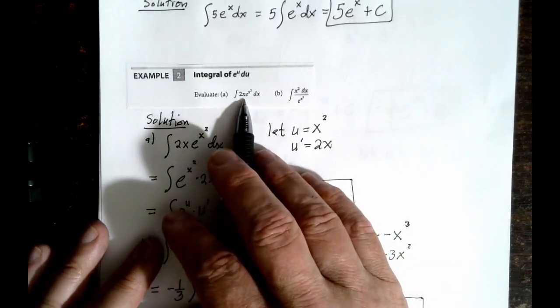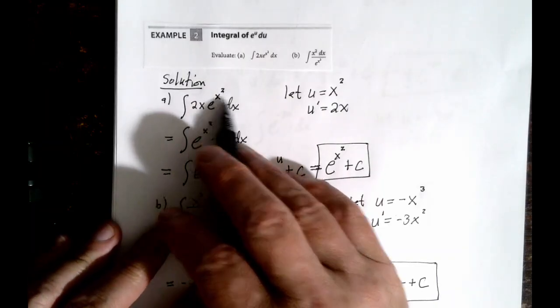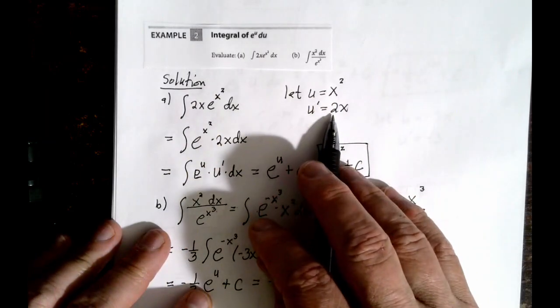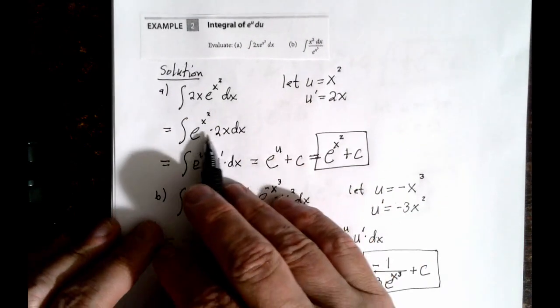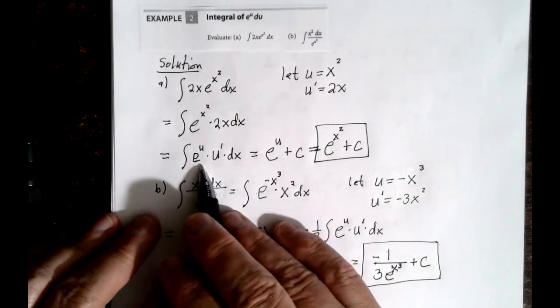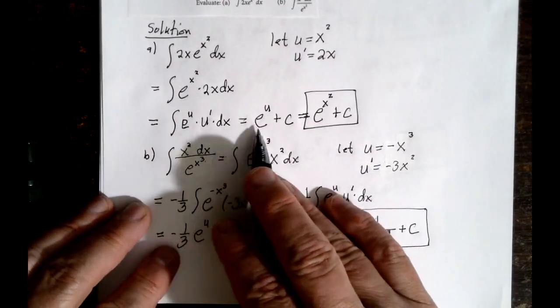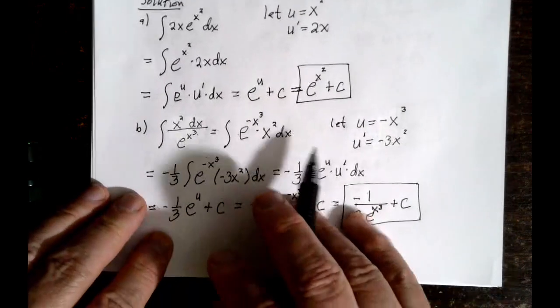And this one, when you evaluate it, you let u be x squared. So then if u is x squared, u prime is 2x. And so you got the 2x there. And so you got the e to the u, you got your u prime, and you got your dx, exactly what you need. And so that gives you e to the u plus c. You plug in what u is, and you got it.